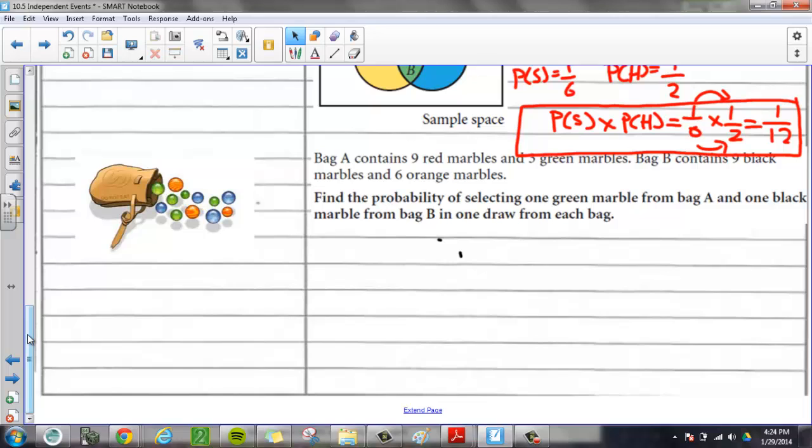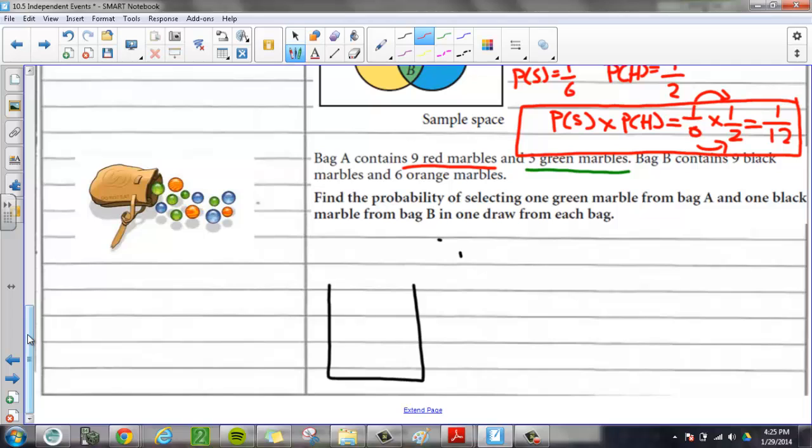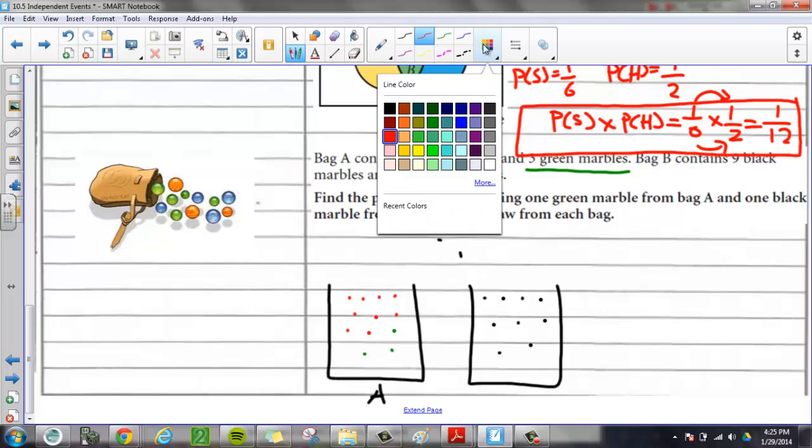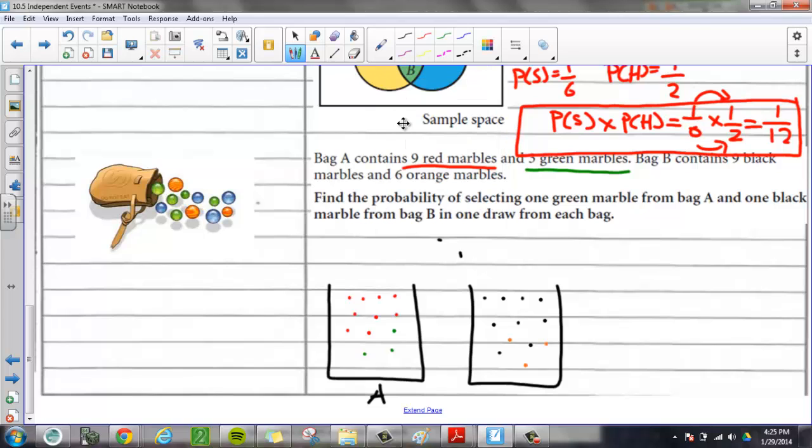Let's take that and apply it to this problem down here. So we have a bag, and it contains 9 red marbles and 3 green marbles. Let's draw this bag down here. I like drawing pictures, they help me out. There's my bag: 1, 2, 3, 4, 5, 6, 7, 8, 9. Those are my 9 red marbles, and my 3 green marbles: 1, 2, 3. And bag B. So this was bag A. Bag B contains 9 black marbles: 1, 2, 3, 4, 5, 6, 7, 8, 9. And it contains 6 orange marbles, so I've got to get the color orange here: 1, 2, 3, 4, 5, 6.